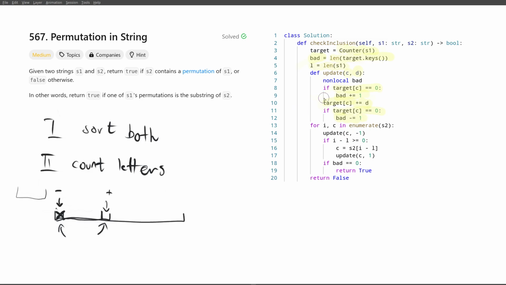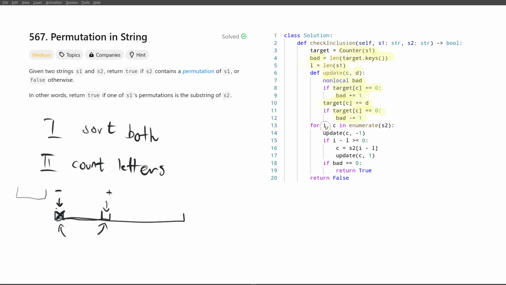And since this is an integer, we have to use nonlocal here to get access to it. It's not a problem for something that's based on reference, like this counter that we use as target. So this is the procedure for updating the count for a given letter.